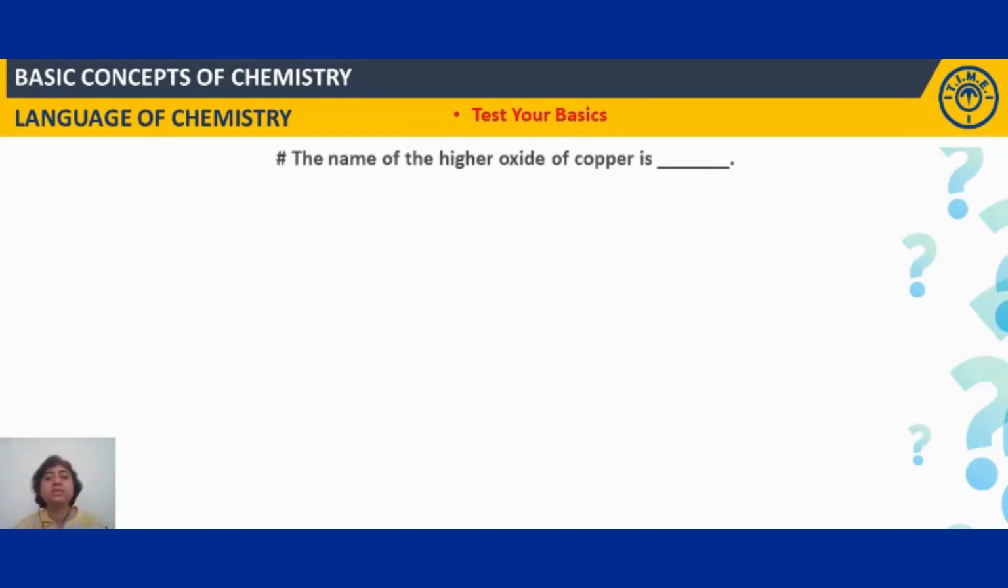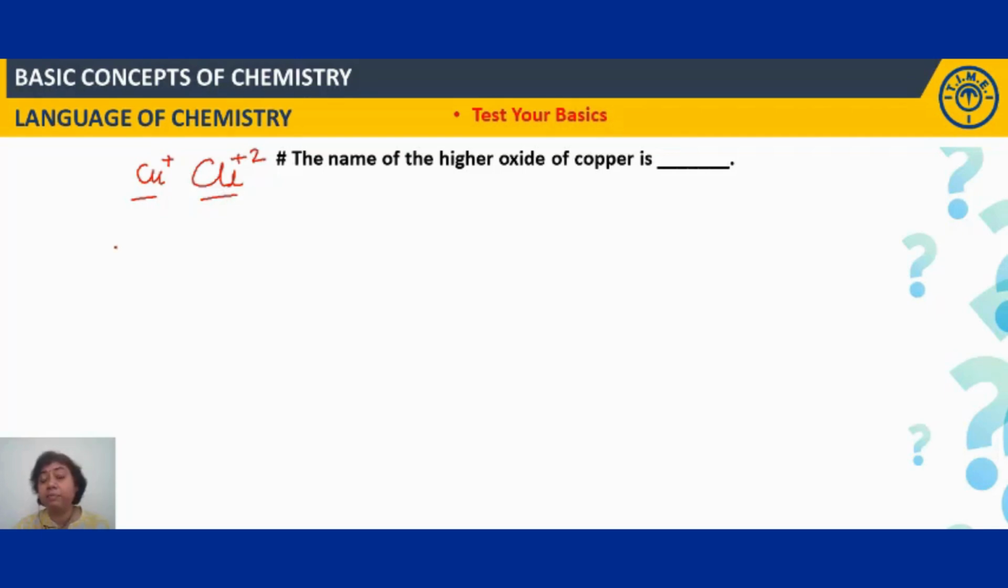Our next question is the name of the higher oxide of copper. So copper can form two different oxides. You know that copper has variable valency. That's the reason it can form two different oxides. So one is Cu plus, another one is Cu plus 2, right?